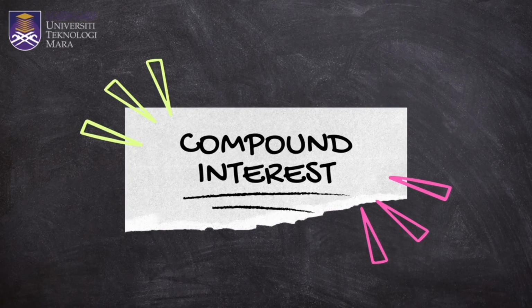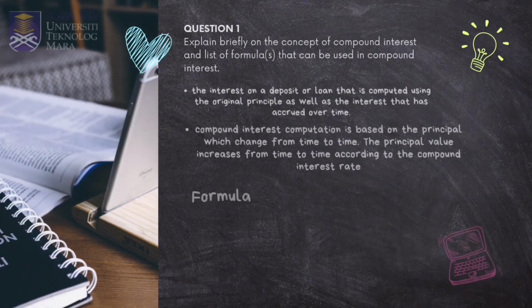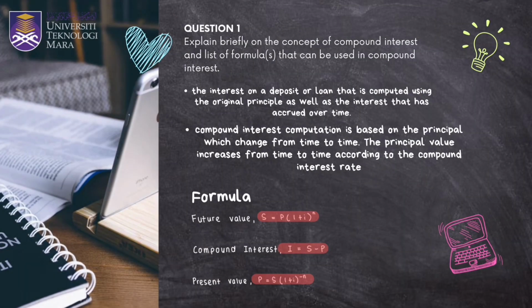Hi, I am Izati and I will start explaining about compound interest. Question 1. Explain briefly on the concept of compound interest and list the formulas that can be used in compound interest. The interest on a deposit or loan that is computed using the original principal as well as the interest that has accrued over time. Compound interest computations are based on the principal which changes from time to time. The principal value increases from time to time according to the compound interest rate.